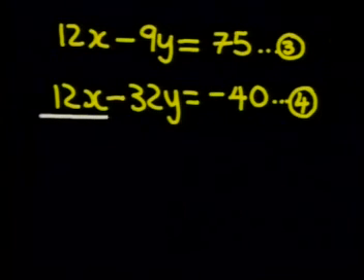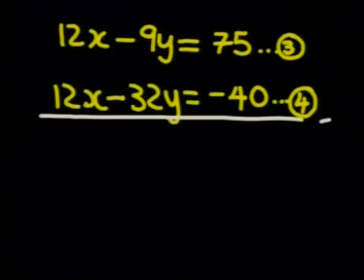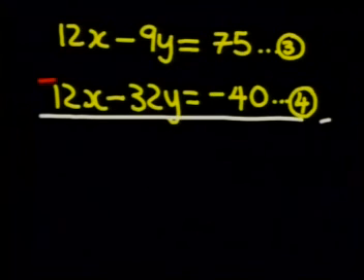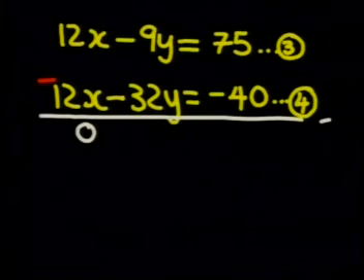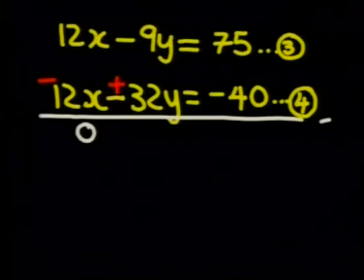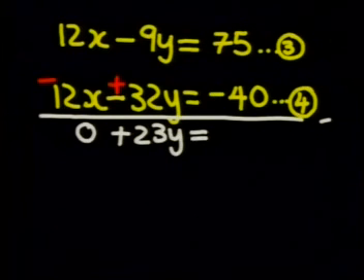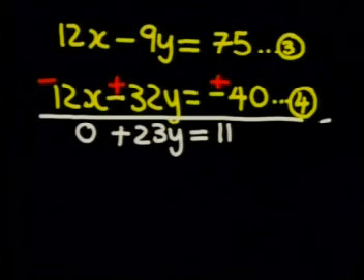Now, we want to subtract equation 4 from equation 3. To do this, we've got to remember the signs that change. 12x minus 12x gives me 0. Minus 9y plus 32y gives me positive 23y is equal to 75 plus 40, which gives me 115.